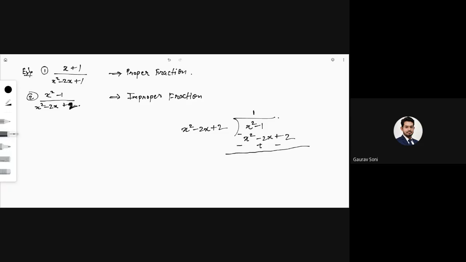So x square and minus x square, these two will get cancelled out. Then you have plus 2x, this minus 1, and this minus 2. So that is minus 3.